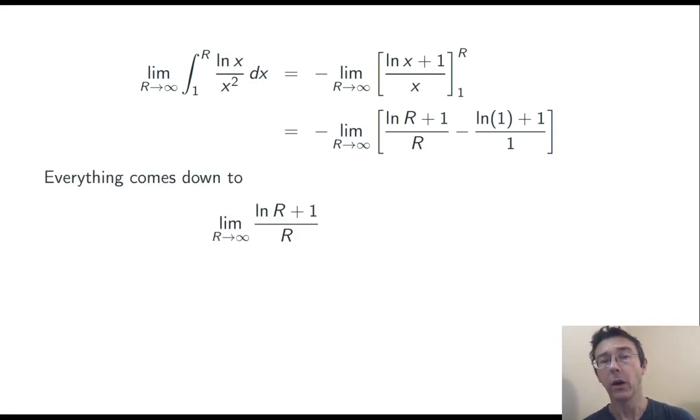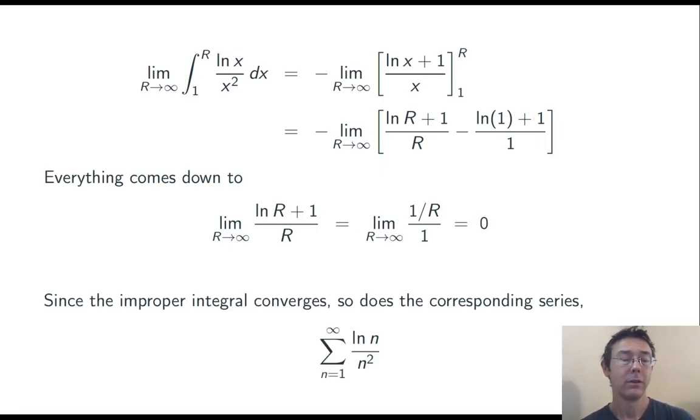So really, all I need to think about is the limit as r goes to infinity, ln r plus 1 over r. This is an infinity over infinity form. I need another L'Hopital's rule. 1 over r over 1 as r goes to infinity, that's just 0. So overall, our improper integral converges, and therefore so does our series.